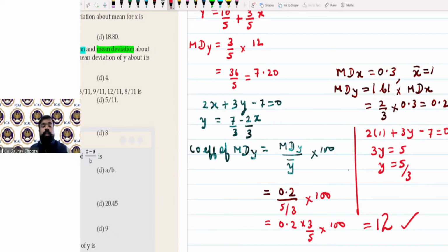Any doubt in this question? This question was a bit tricky. Sometimes such questions come in exams.